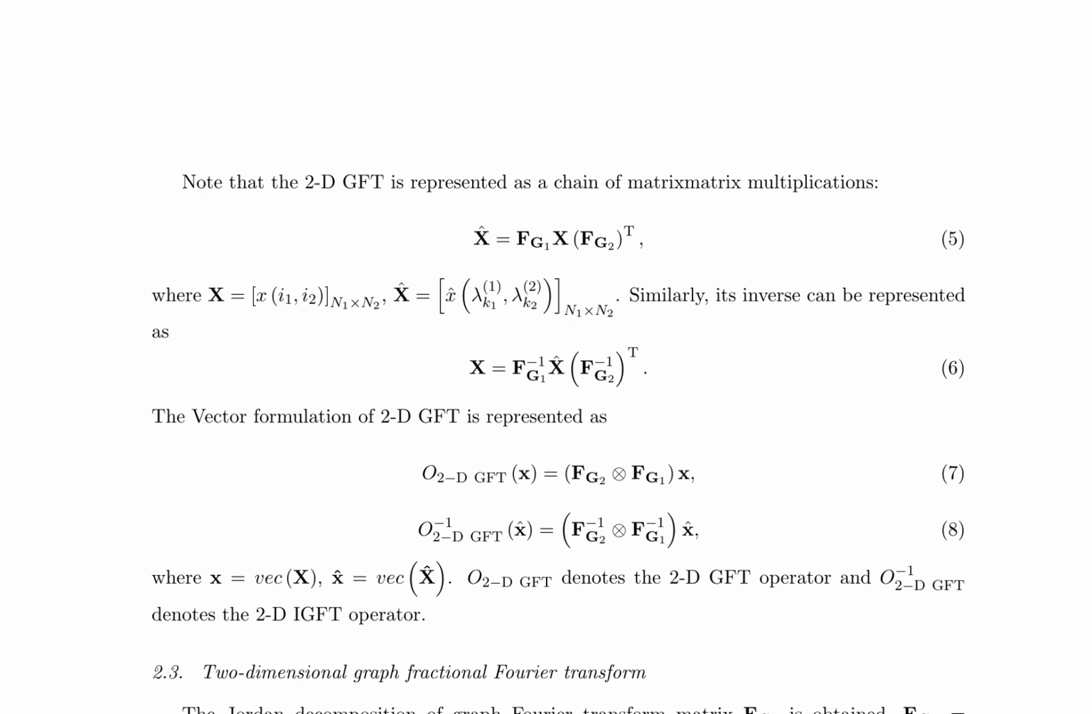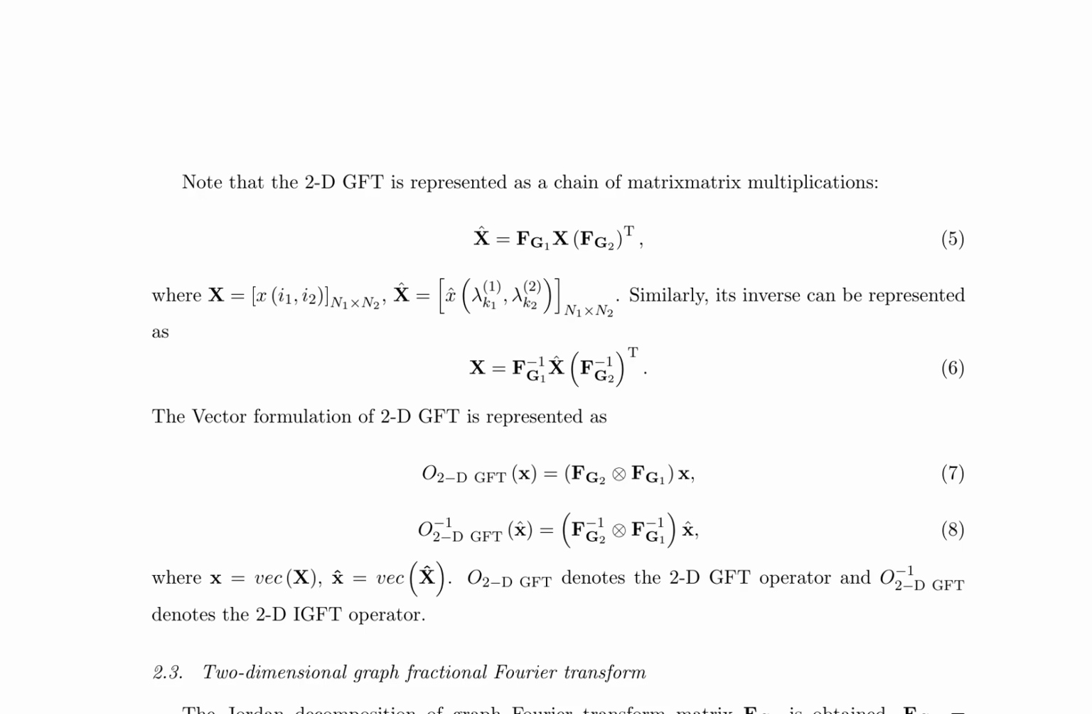The paper introduces the concept of the two-dimensional graph fractional Fourier transform, 2D GFRFT. The Jordan decomposition of the graph Fourier transform matrix F_Gn is obtained as F_Gn equals V_Fn J_Fn V_Fn^-1, where V_Fn and J_Fn are the eigenvectors and eigenvalues of F_Gn, respectively.